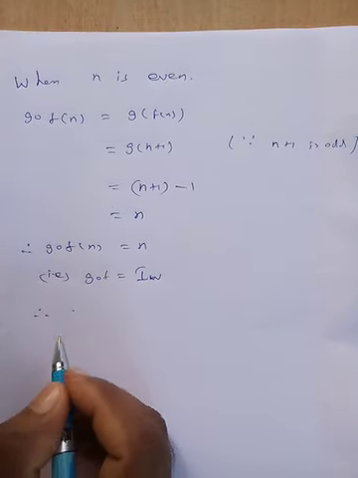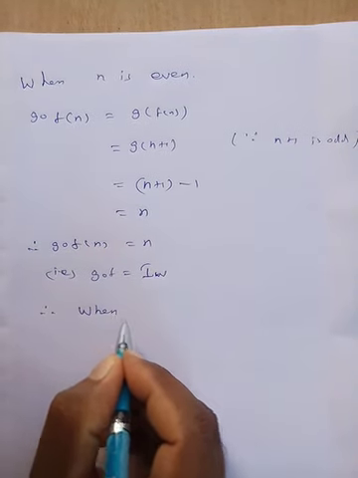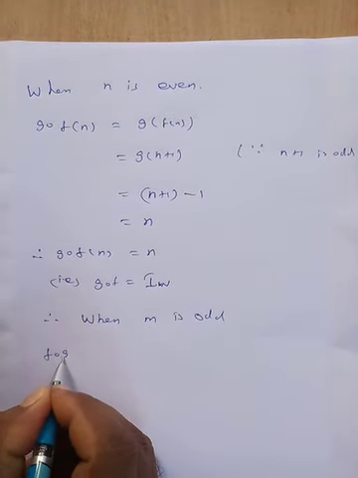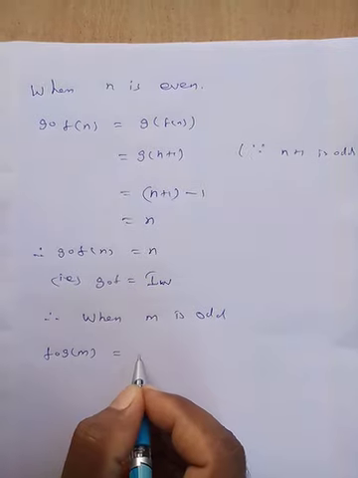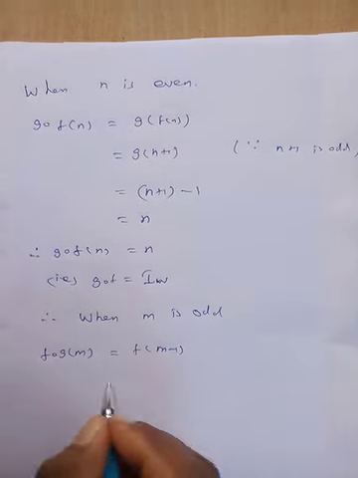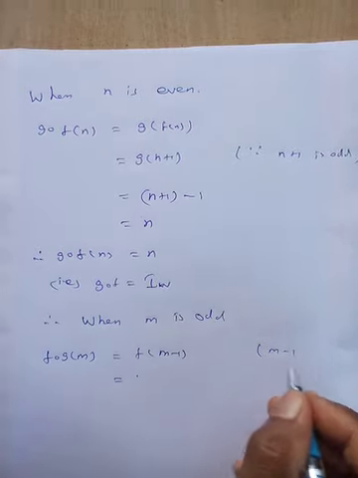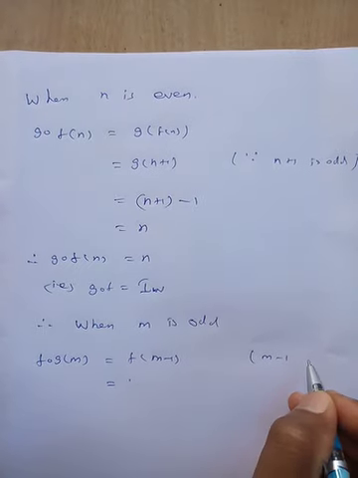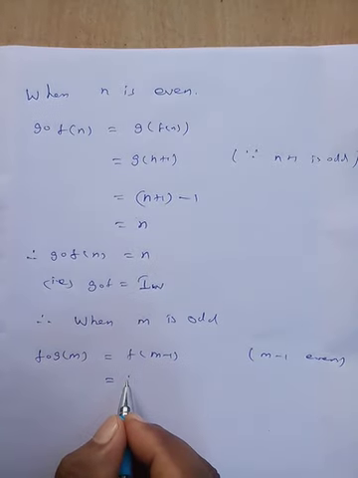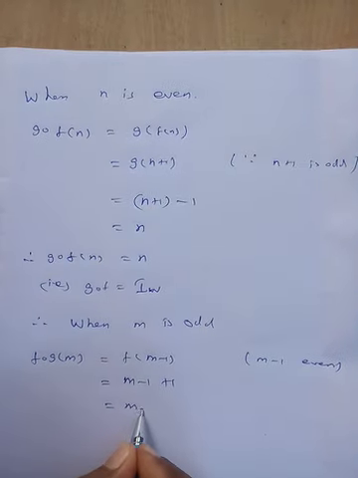Now find f composition g of m when m is odd. Then f composition g of m, g(m) is equal to m minus 1. So f of m minus 1. Here m is odd, m minus 1 is even. Therefore, f of an even number gives m minus 1 plus 1. This is equal to m.